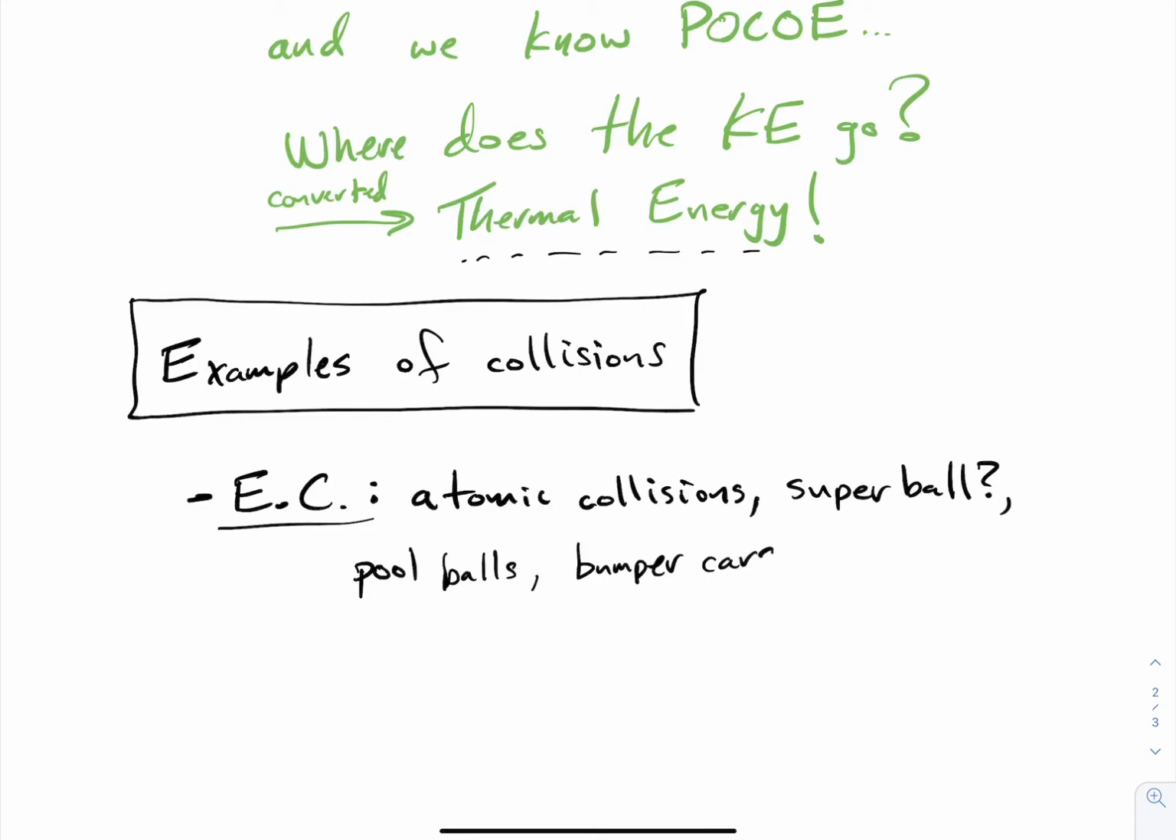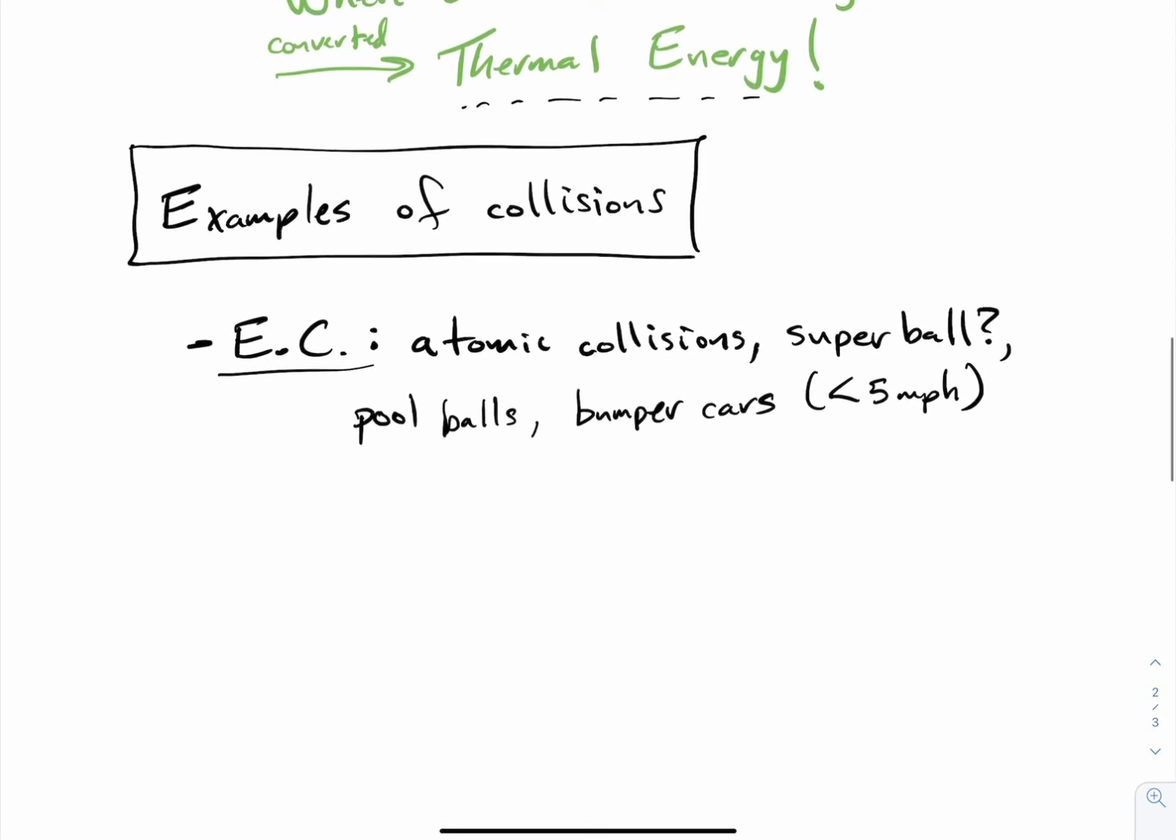You know, bumper cars at fairs, but they have to be under 5 miles per hour. Less than 5 miles per hour. Otherwise, you get a lot of permanent deformation in those bumpers. You might not see all of the deformation. It might not be visible to your eye, but it definitely will be there.